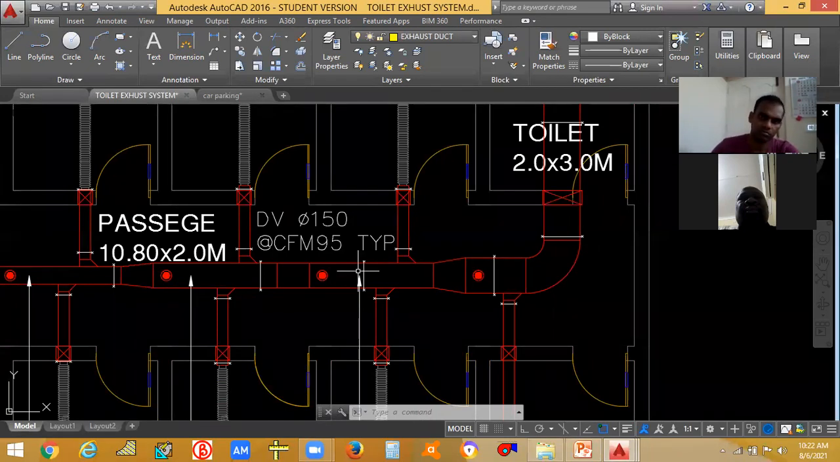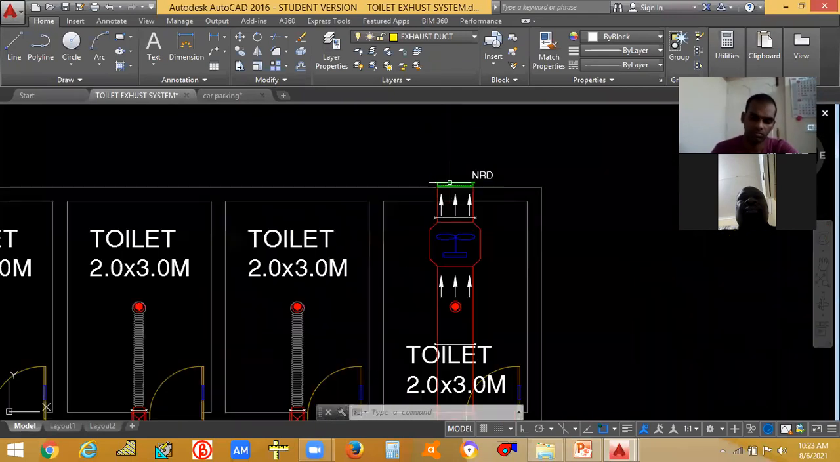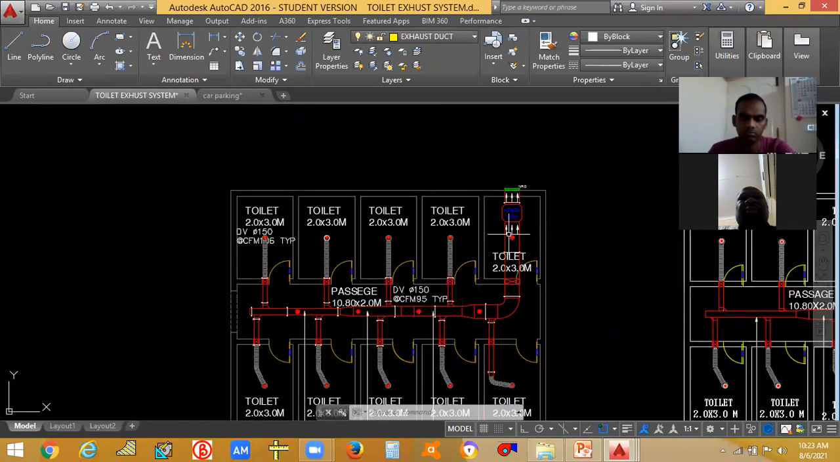You just choose that from a catalog and you just fix it over here. And you can give this much CFM at 2 inches of water column. You can note it here. You can mention it here. That is the way that you have to find out the static pressure. So this is a very simple thing.